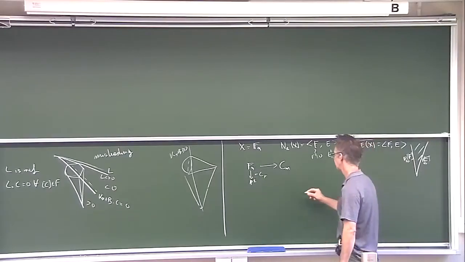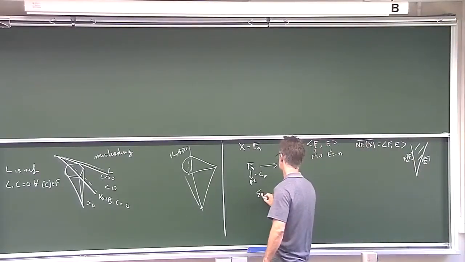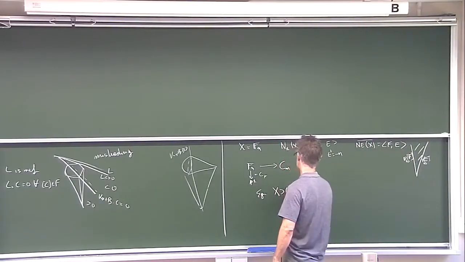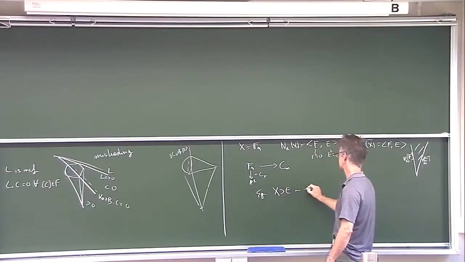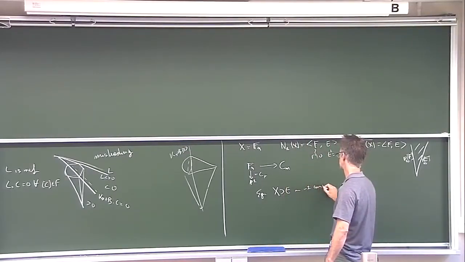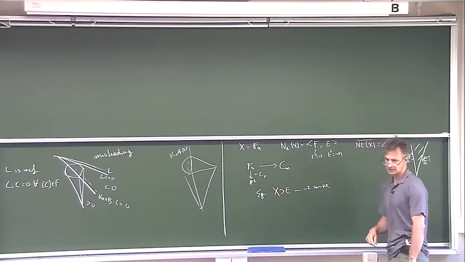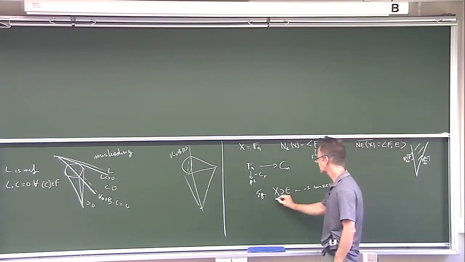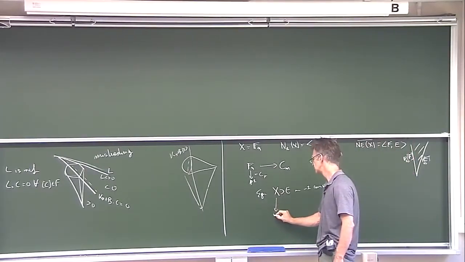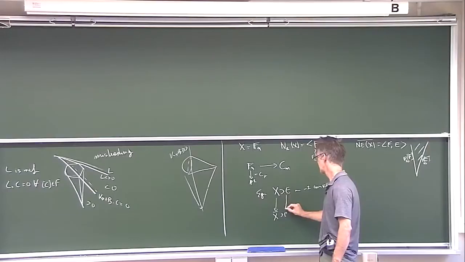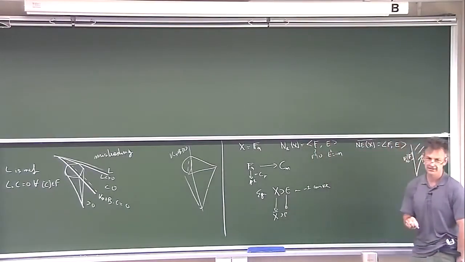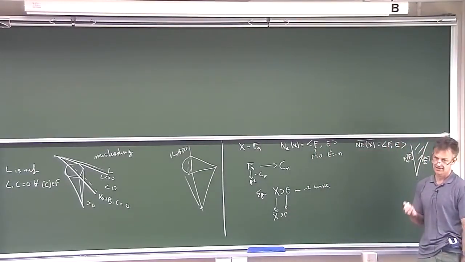Another example is, suppose that we have X containing E, and this is a -1 curve. Well, then Castelnuovo's criterion tells us that we can contract E down to a surface, let's say, X bar, and E will go to a point P in X bar. And then, once again, E is a negative extremal ray with respect to this map.